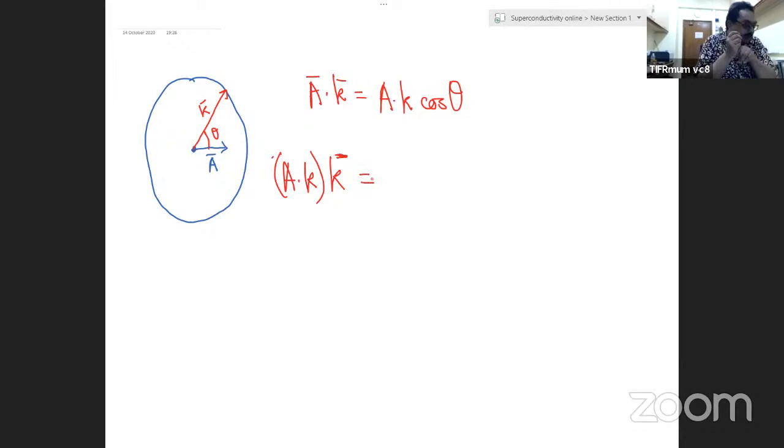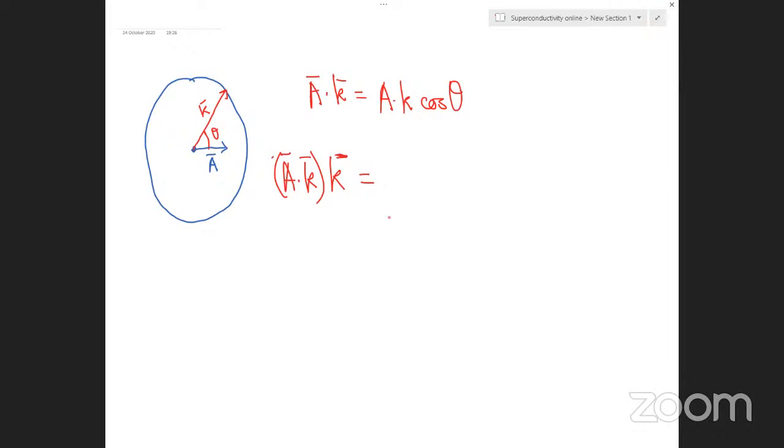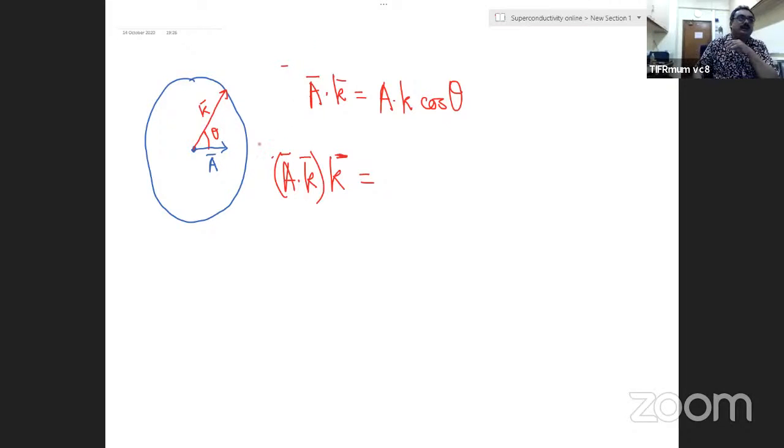First, can any one of you tell me what will be the direction of A dot k into k? Now A dot k into k is a vector. It's no longer a scalar. A dot k is a scalar, but when I take A dot k into k, that's a vector. What is the direction of the vector? It's along k, sir. Because A dot k is a scalar, so it doesn't have any direction. So it will be along k. Yes, it will be along k.